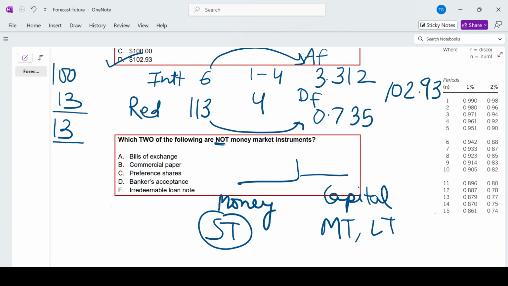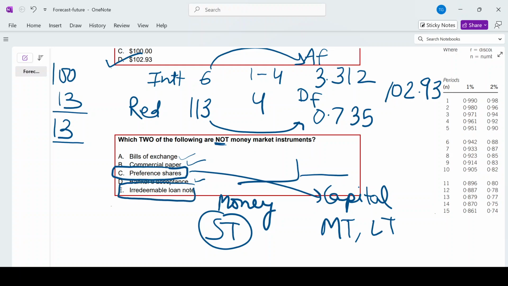So here bills of exchange is definitely traded in the money market. Commercial paper also has a short duration. Preference shares, I find the first black sheep. This is the one which is going to be dealing with the capital markets because it's long term usually, right? Same goes for bankers acceptance. This is something which is used in the short term, which we have studied as a money market instrument also. And then the last one is irredeemable loan note.